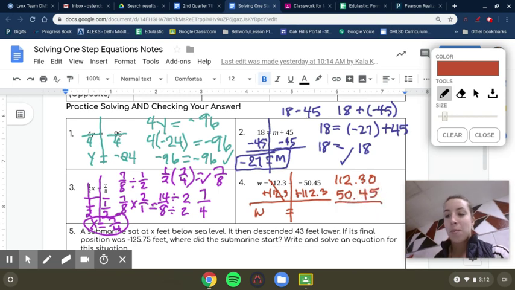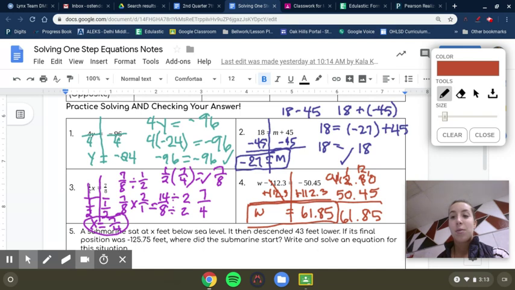Okay, so I'm going to subtract those two. I have to borrow. I have to borrow again. And now I don't have to borrow. I have to borrow again. So then my answer is 61.85. Now it is a positive 61.85 because my bigger number was positive. Okay, and then if you plug that in, you'll get the correct value also. So w is equal to 61.85.